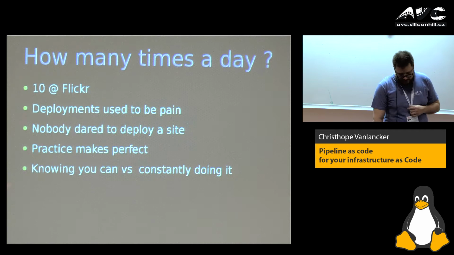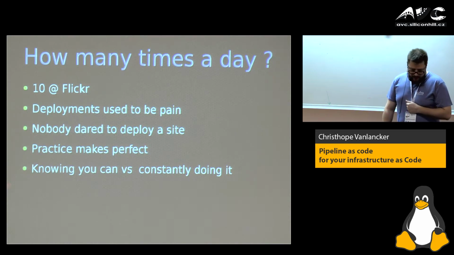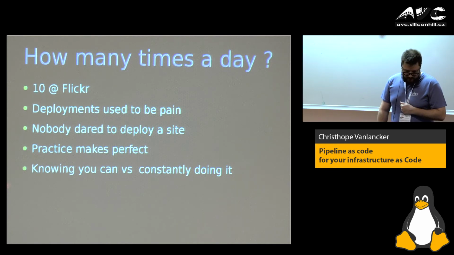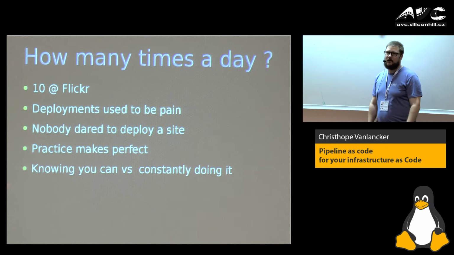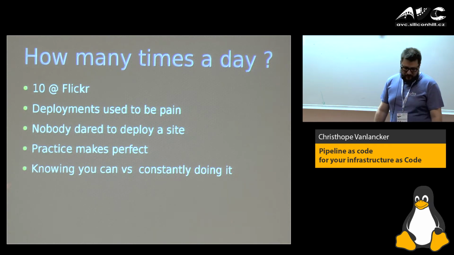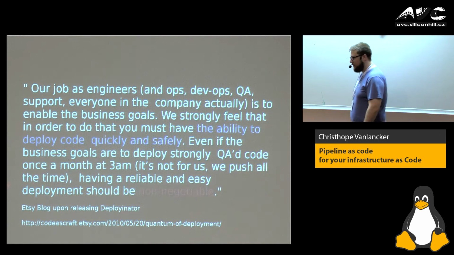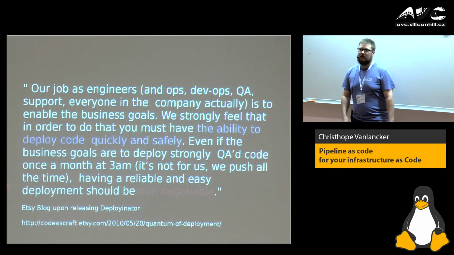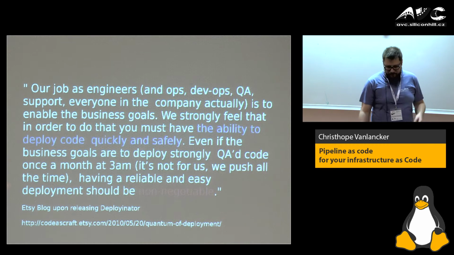How many times a day? At Flickr, they deploy to production 10 times a day. And that's really important because you shouldn't be afraid to deploy as often as possible to production, because you need to meet certain business goals. Your business wants you, on one hand, to be able to deliver very quickly, but on the other hand, they don't want stuff to break.